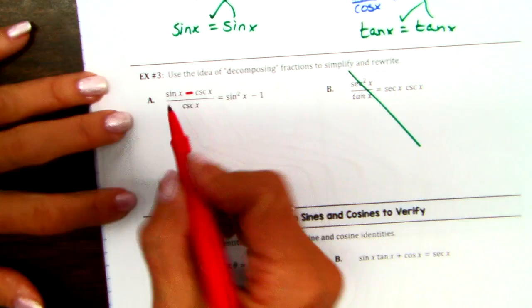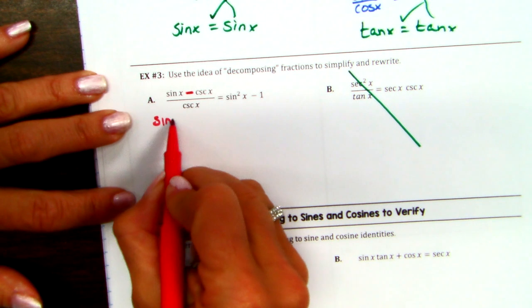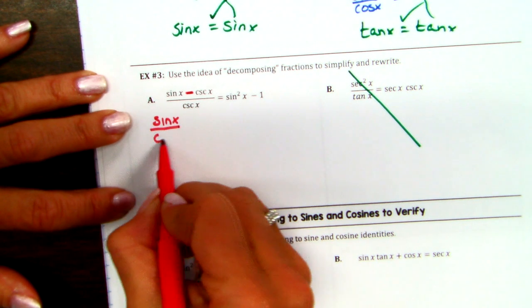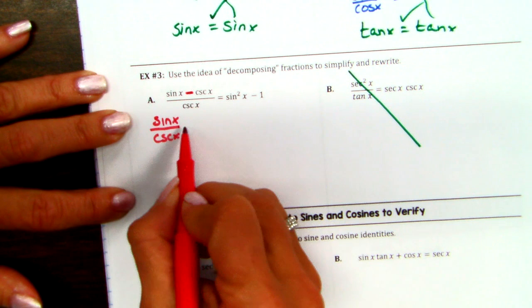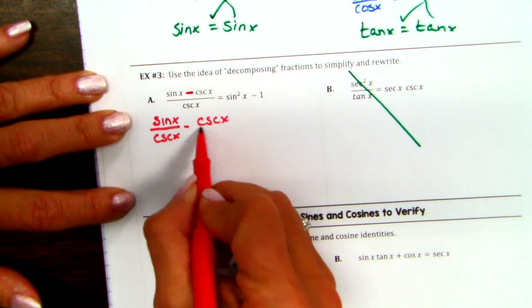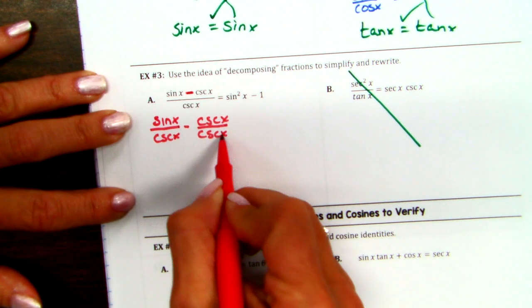All right, so I have subtraction in my numerator over a common denominator. Let's bust this up into two separate fractions. It's like sine x over cosecant x minus cosecant x over cosecant x.